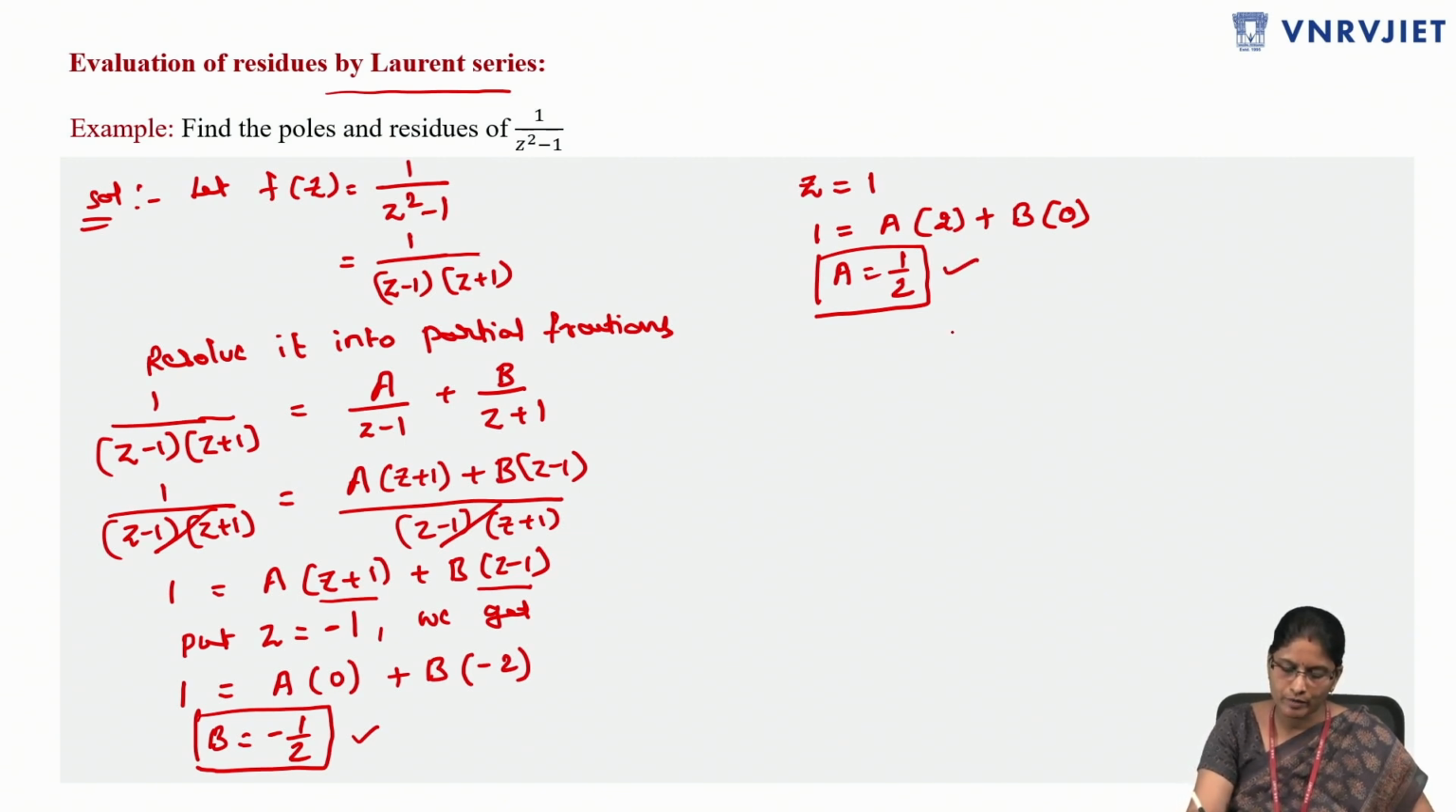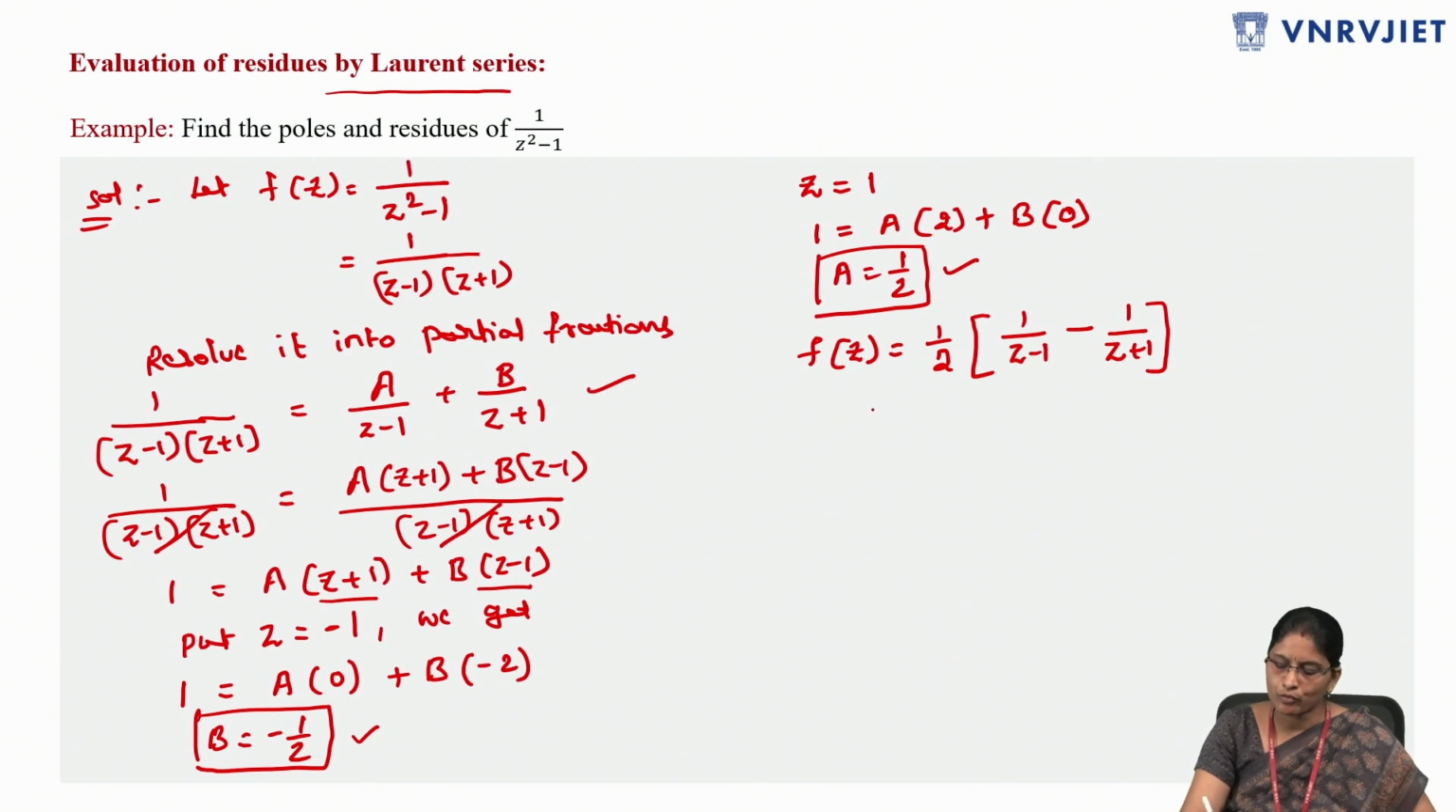Substitute a and b values in this equation. We get f of z is equal to 1 by 2 of 1 by z minus 1 minus 1 by z plus 1.